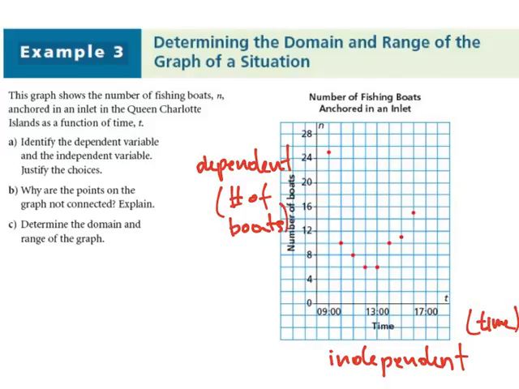Also, it makes sense because at a certain time when you measure, there is a number of boats. It's dependent on the time. For example, at midnight, there should be no boats. So why are the points on the graph not connected?